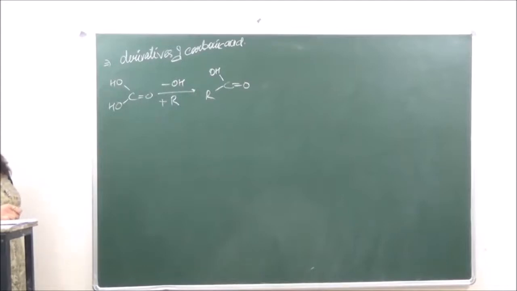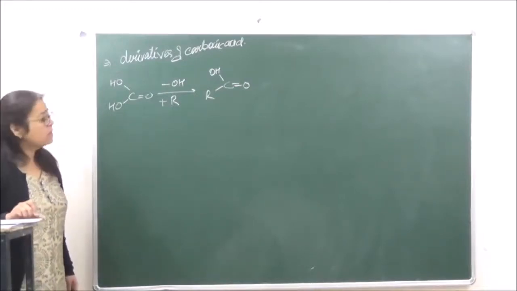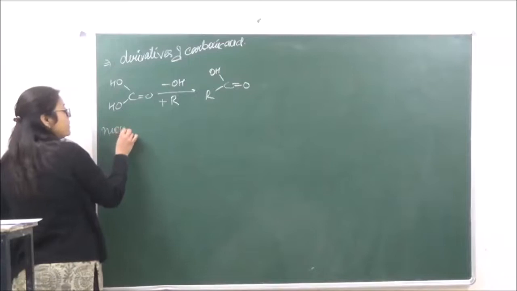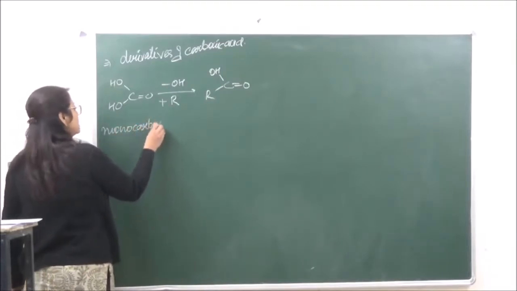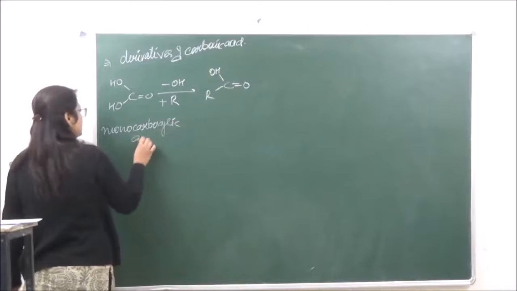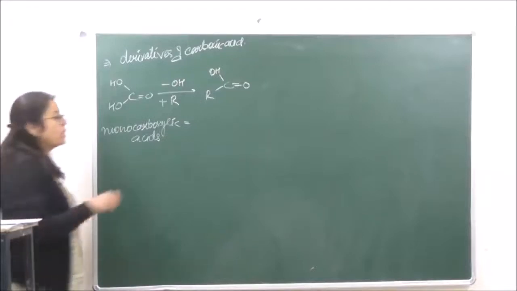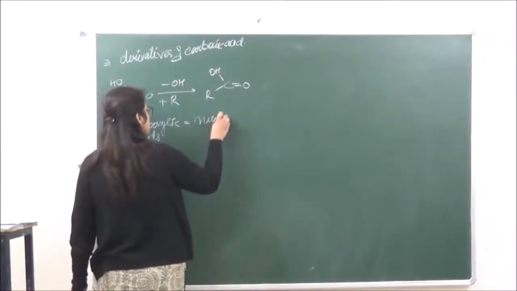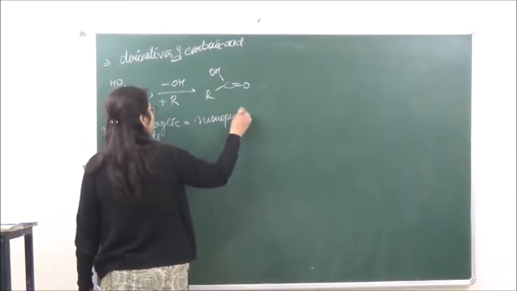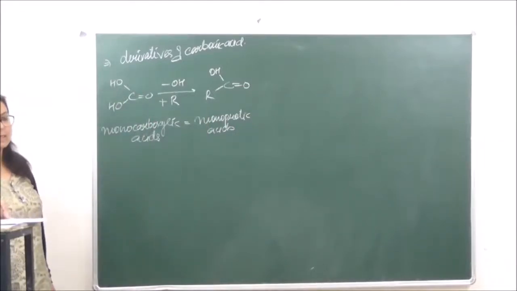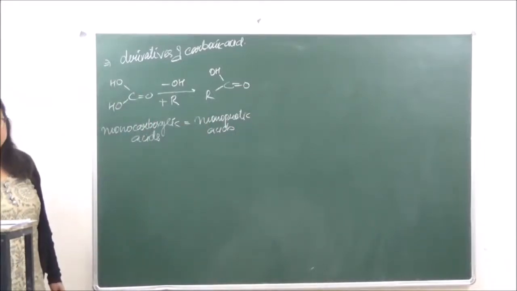So what is this carbonic acid? It is H2CO3. That is what carbonic acid is. So this is how carboxylic acids can be derived. And when we are talking specifically of monocarboxylic acids, they are also known as monoprotic acids.